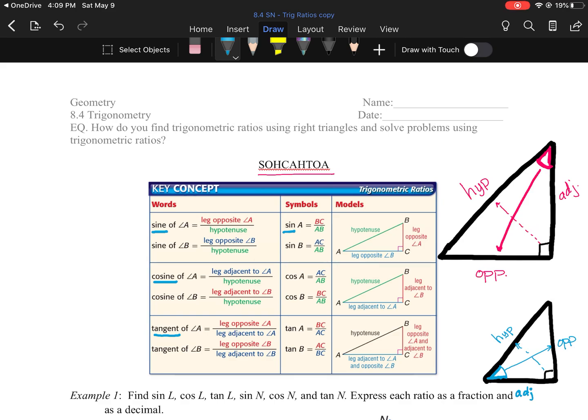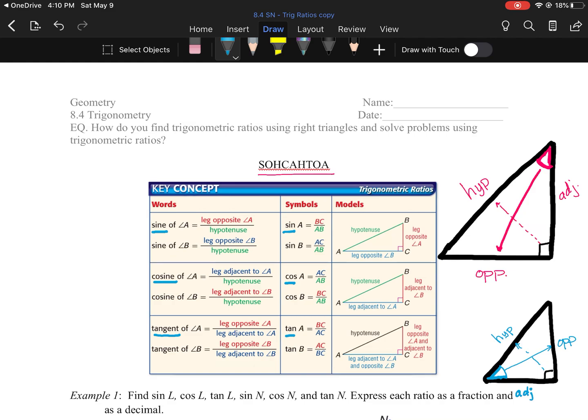This is one reason I'm probably happy, because I don't have to listen to you guys say "sin of angle A" all the time. It's still the sine. Cos, it's not cos, it is cosine. It's still that whole word, but we abbreviate it. And it's not tan of angle A, it's the tangent of angle A. So even though we use the abbreviations, we still say sine, cosine, and tangent.